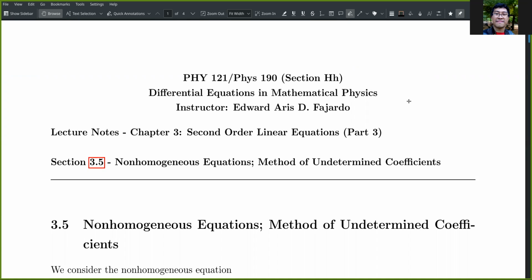So this is the last part of chapter 3, non-homogeneous equations and the method of undetermined coefficients.